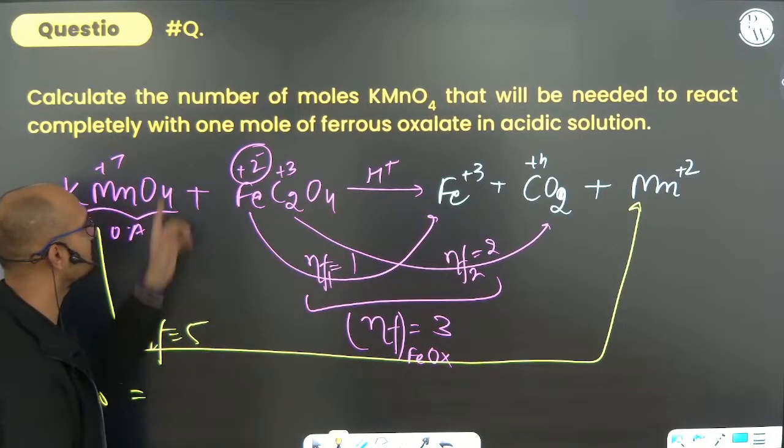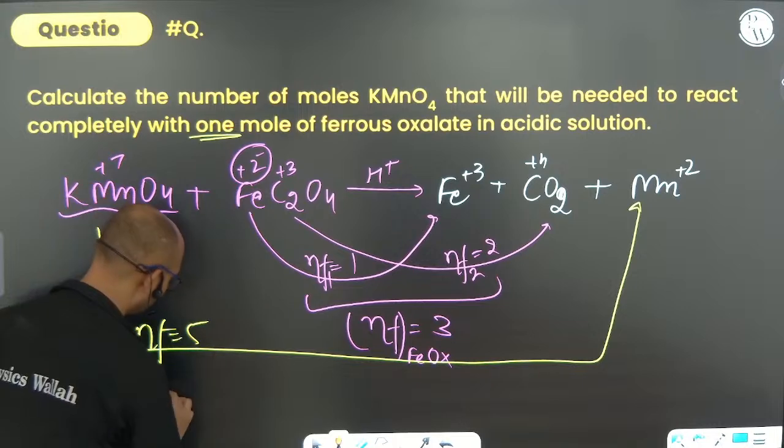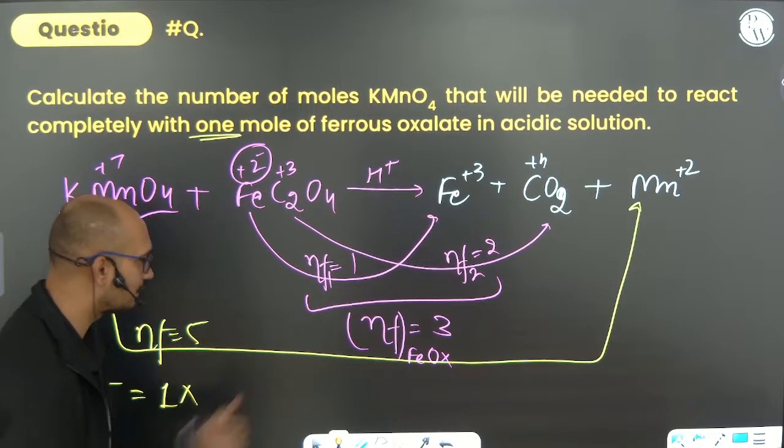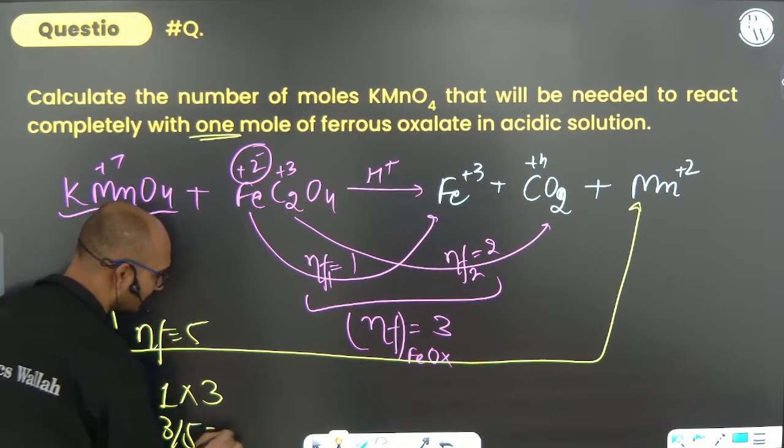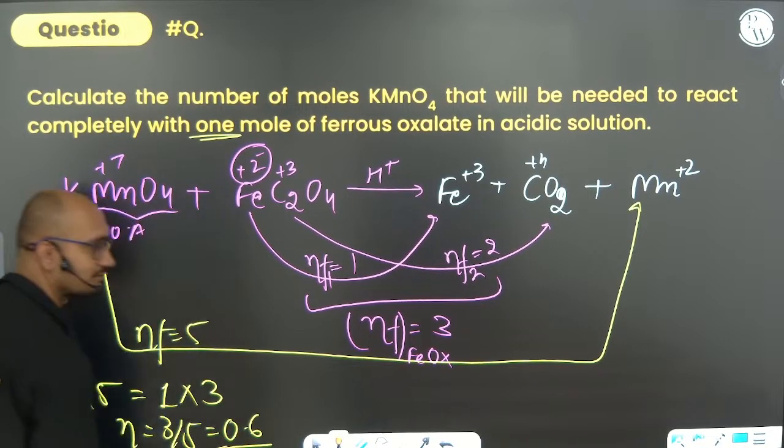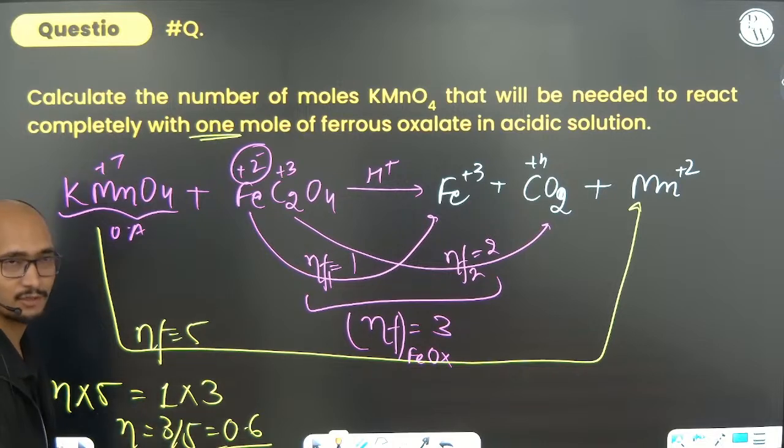Moles of ferrous oxalate given is 1, multiplied by the n factor of oxalate, 3. So n will be equal to 3 by 5. 3 by 5 is 0.6. So the answer is 0.6. Not a big deal.